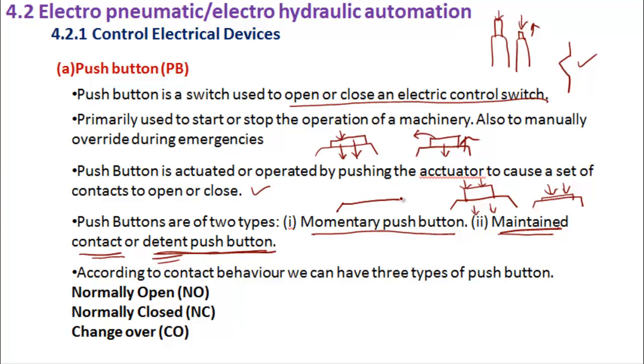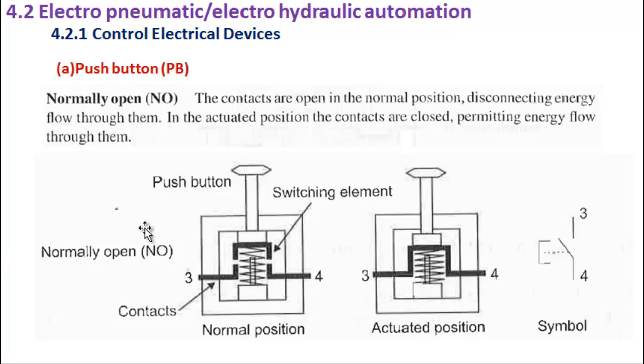So that is basically what is called a detent push button or maintained contact push button. Whereas the other push button, where you just press to push it down, to either switch it on or switch it off, and when you remove your hands, this will again jump back into position, is called a momentary push button. Now, according to the contact behavior, we can have three types of push button: normally open push button, normally closed push button, or a changeover push button. Let us look at each one of them one by one.